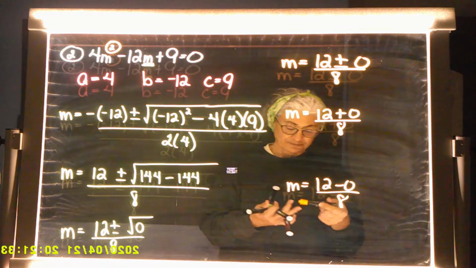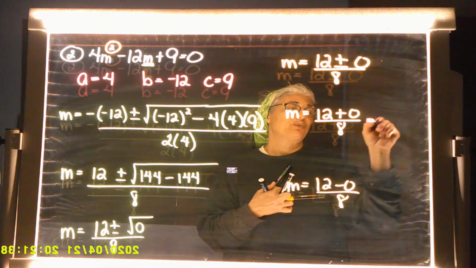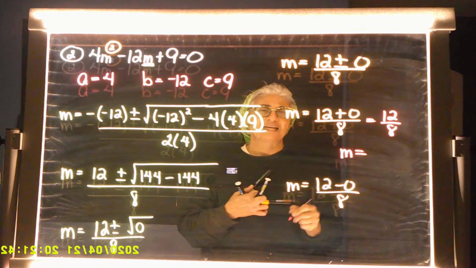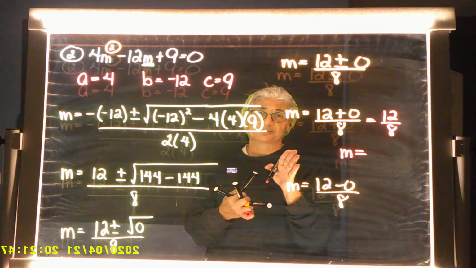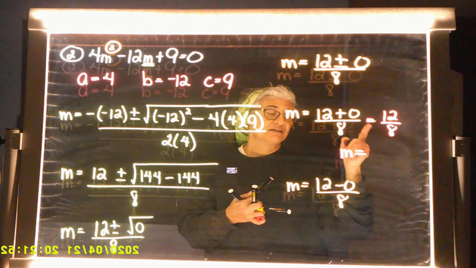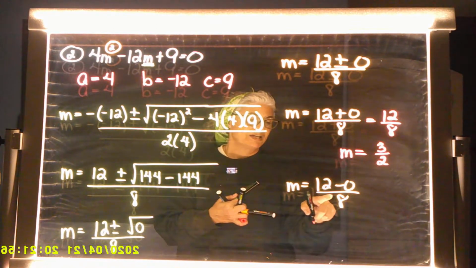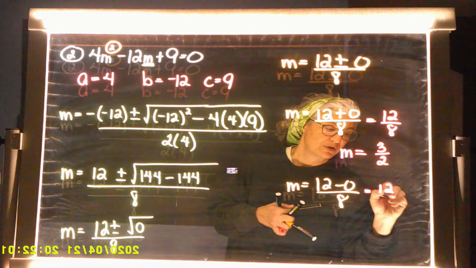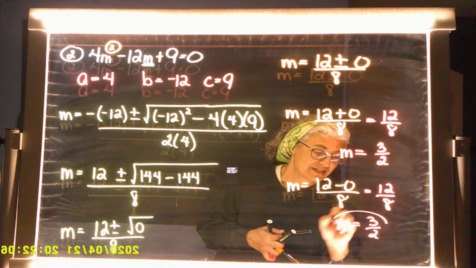Agreed? All right, well, 12 plus 0 is clearly 12 divided by 8. And what's 12 divided by 8? What does that reduce to? They didn't ask me for decimals, so stay off those calculators. Good. You divide both of them by 4. So this reduces to 3 over 2, doesn't it? And this second one, 12 minus 0 is still 12. So I still have 12 over 8, which means my second answer is the exact same as my first answer.